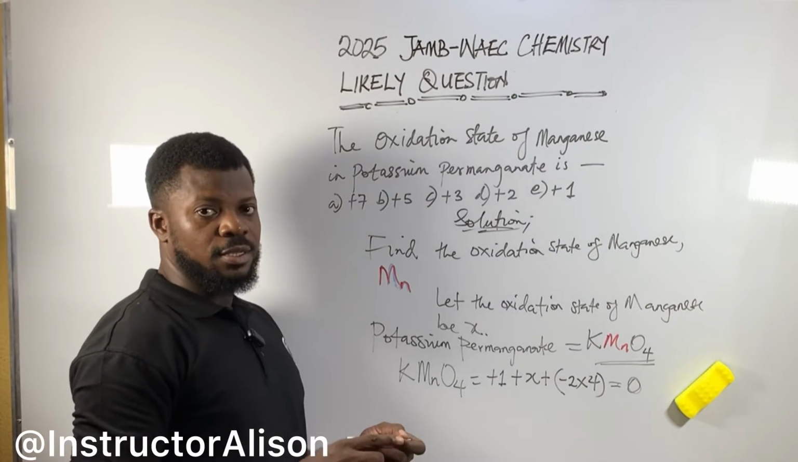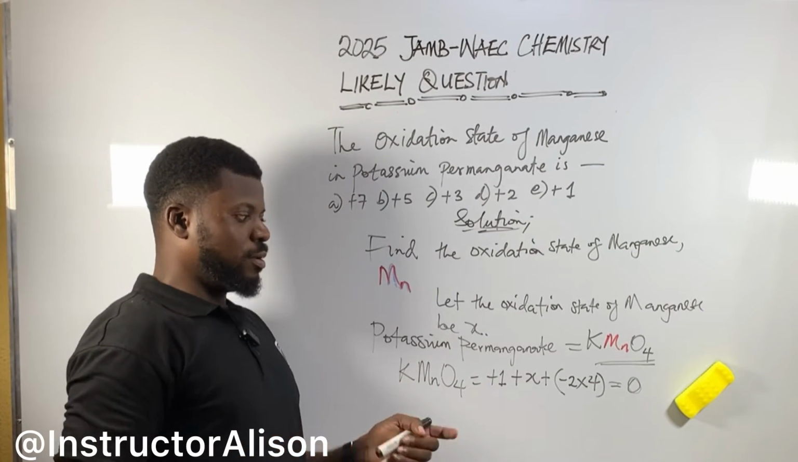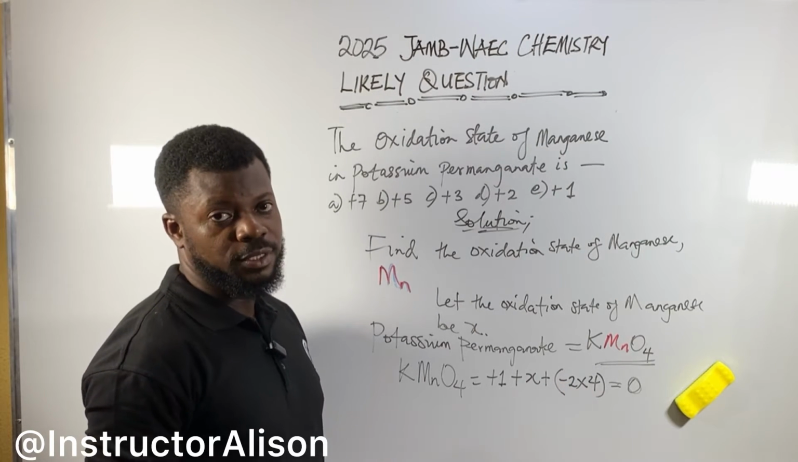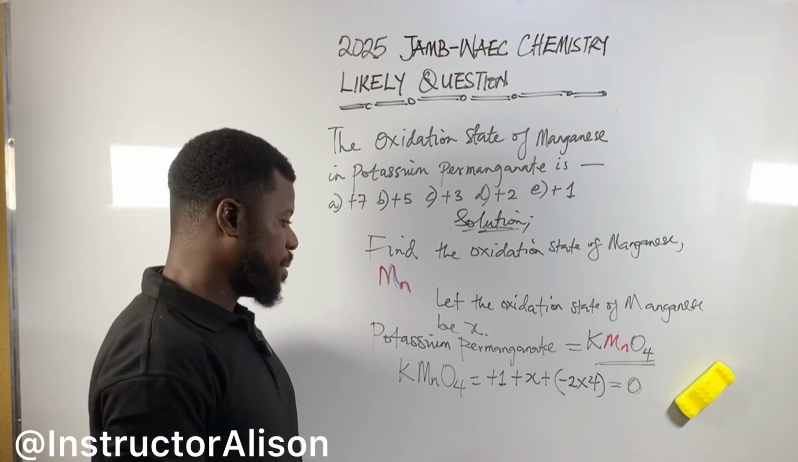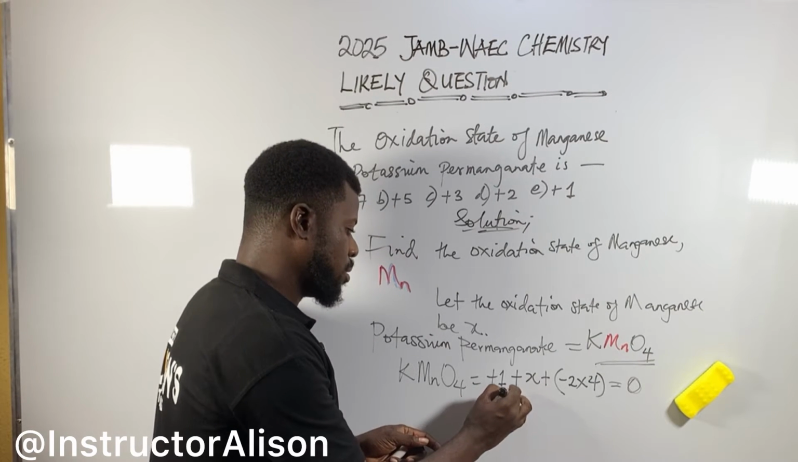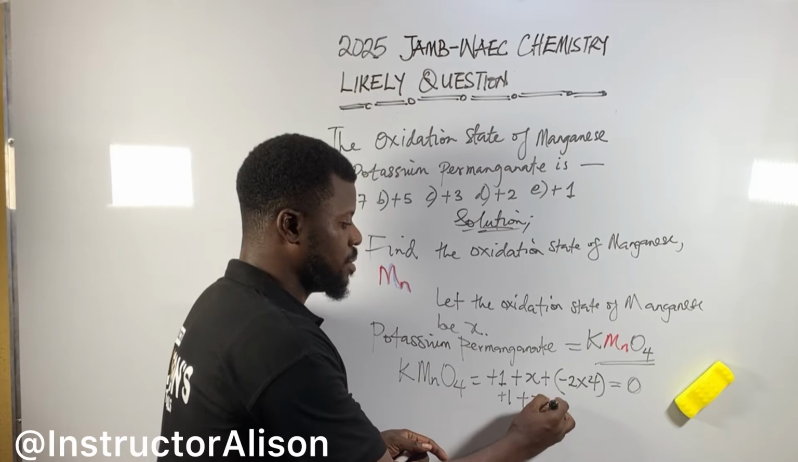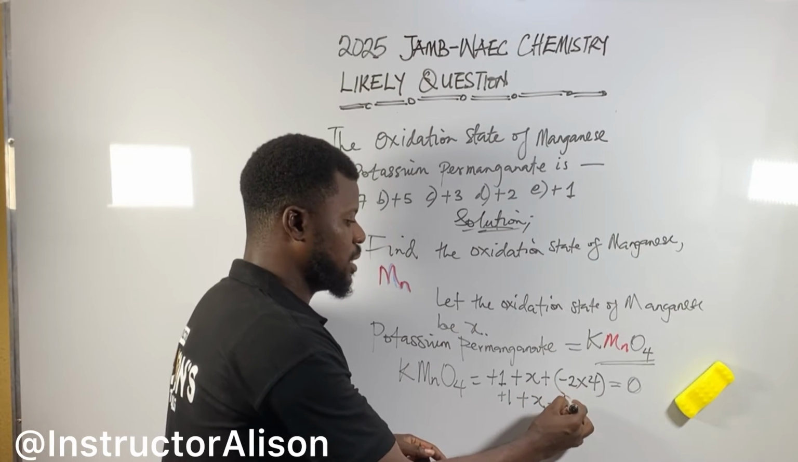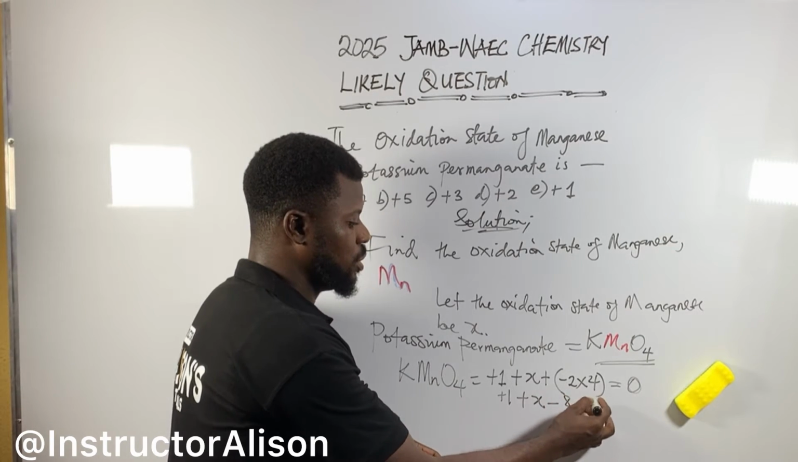Do you understand how to get your final answer? It's simple now. -2 times 4 should be -8, right? If it is -8, what can you do? You can say this plus 1 plus x minus, because plus and minus will give you minus, 2 times 4 is 8, equal to 0.